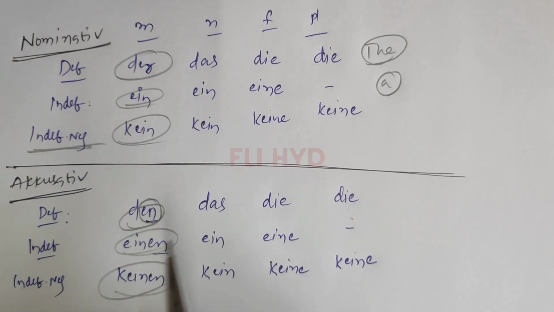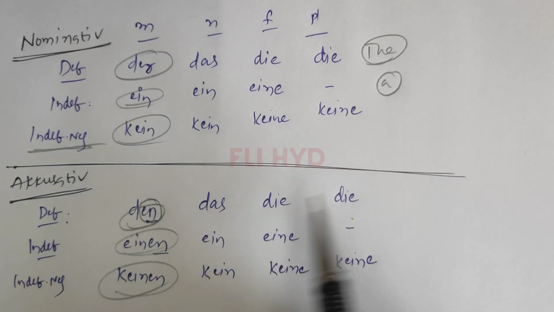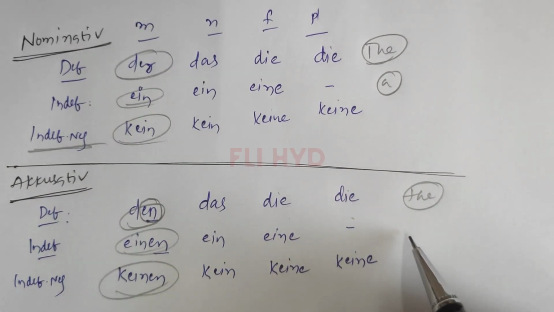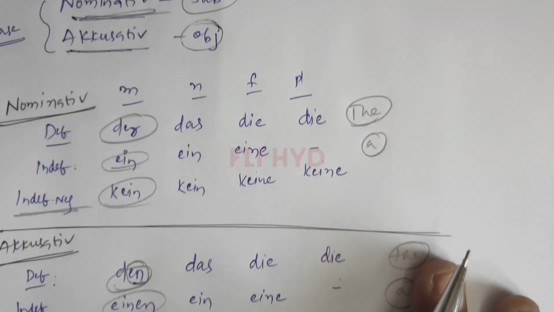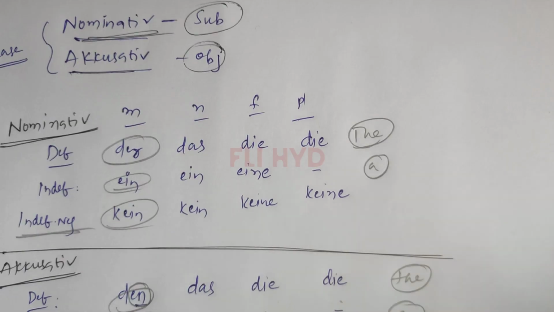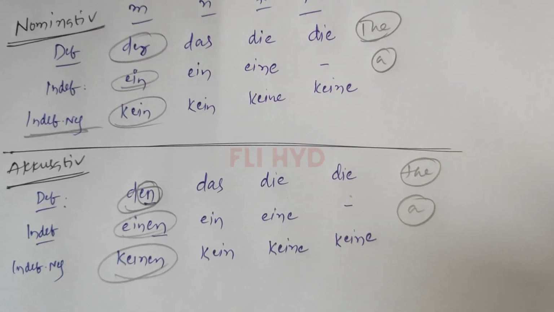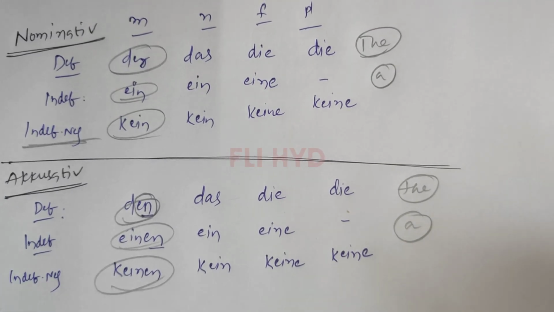If the noun is in the object place and you want to write "the," then it changes according to the gender of the noun. So definite article means always "the," indefinite article means "a," and indefinite negative means "no." Clear? So this is about the nominative and accusative. Nominative is talking about the subject and accusative is talking about the object. The only difference between nominative and accusative is male: "der" changes to "den." Neutral, female, and plural remain as they are.